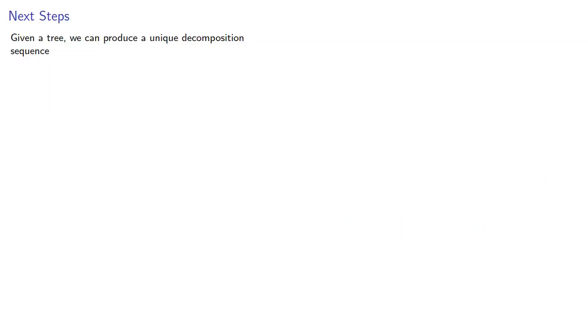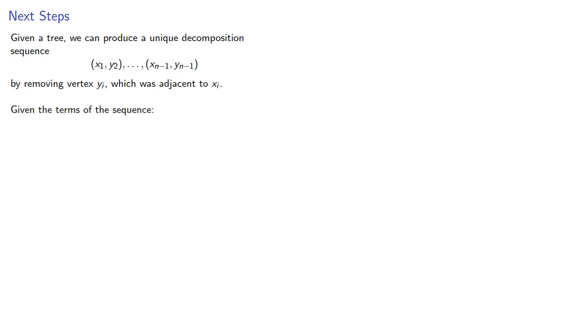So let's summarize. Given a tree, we can produce a unique decomposition sequence by removing vertex yi, which was adjacent to xi. And given the terms of the sequence, there is a unique order, and we don't actually need the last term. Can we do better? Let's take a look at that next.